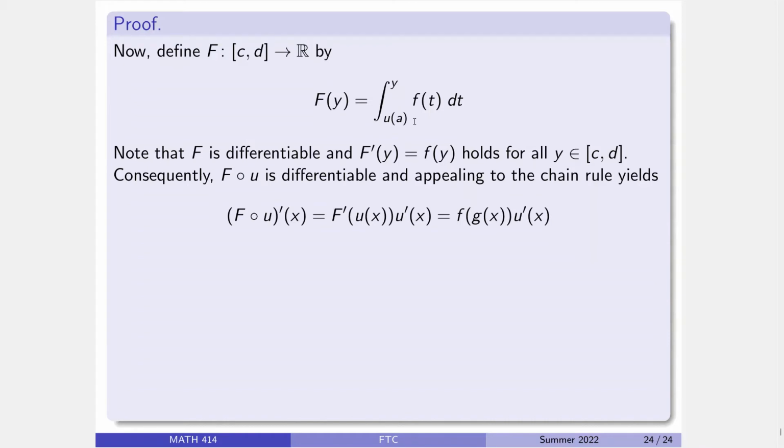Now, that means that F composed with u is differentiable, since u is differentiable, so by the chain rule, the derivative of this must equal that. But the derivative of capital F is lowercase f, and so we get f of u of x times u prime. So what do we know now?